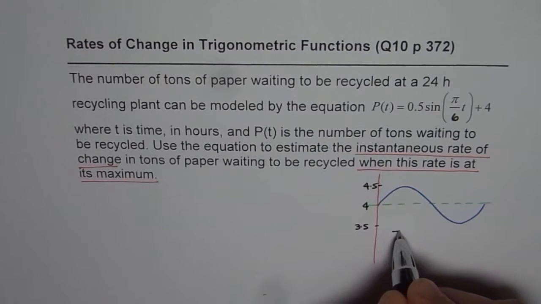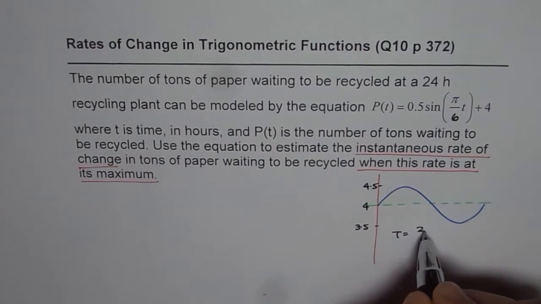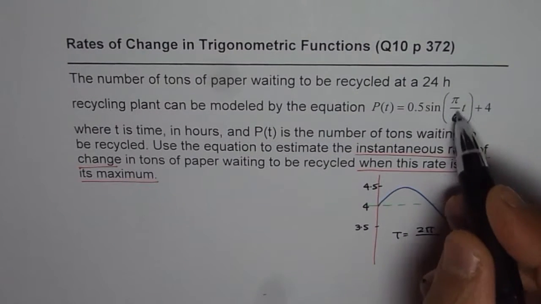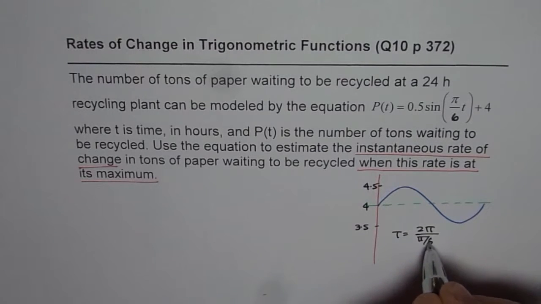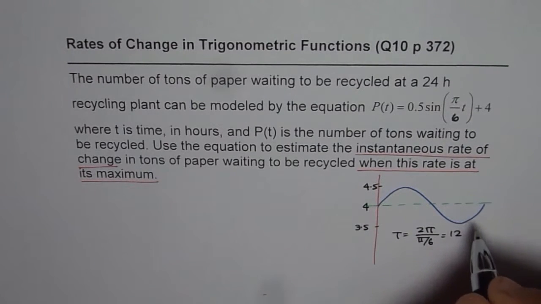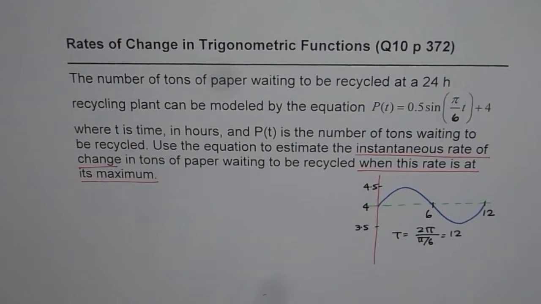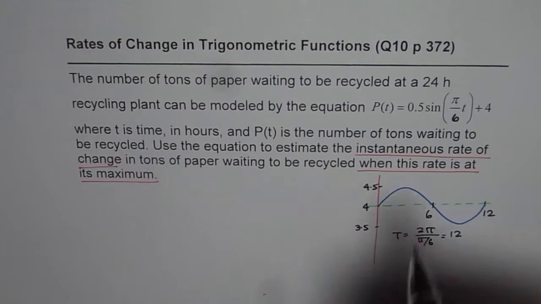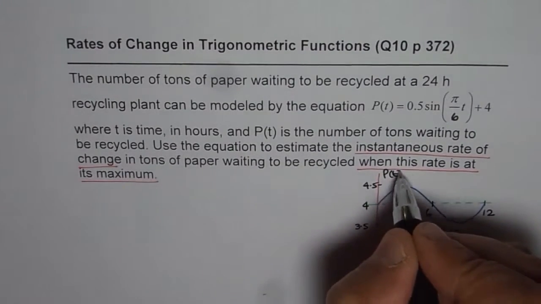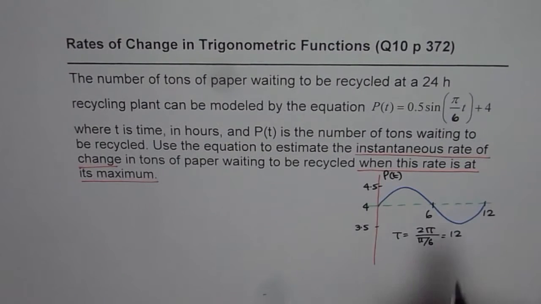Now the time period for this function should be 2π by k. k is π by 6, so that gives us 12. So this is 12 for us, and this point is 6 for us. So that is the sine function which represents this equation.